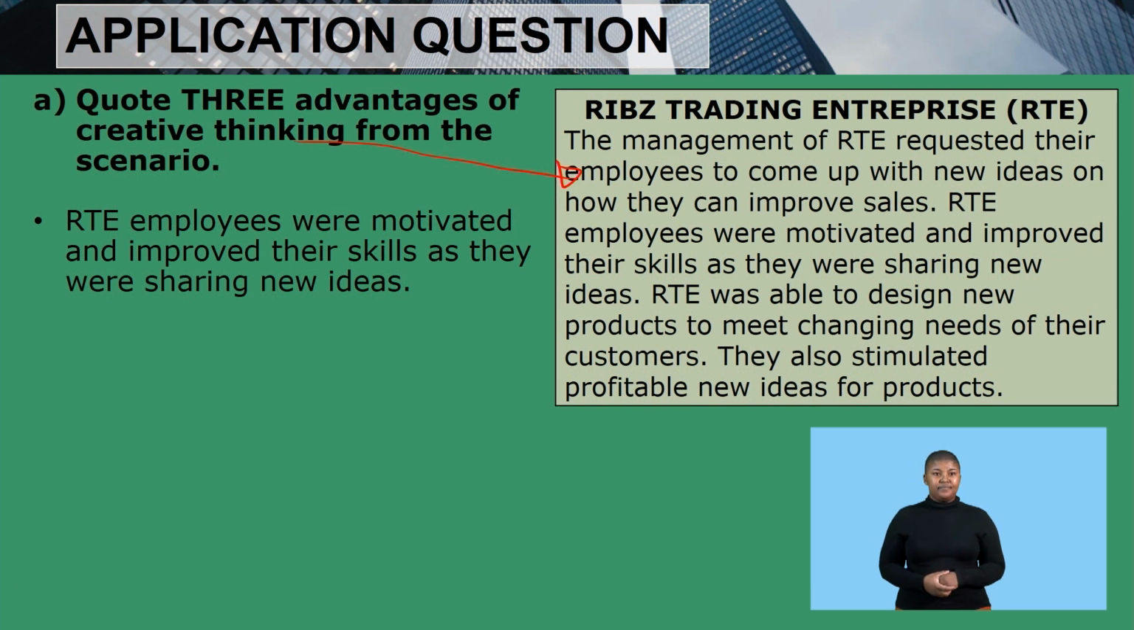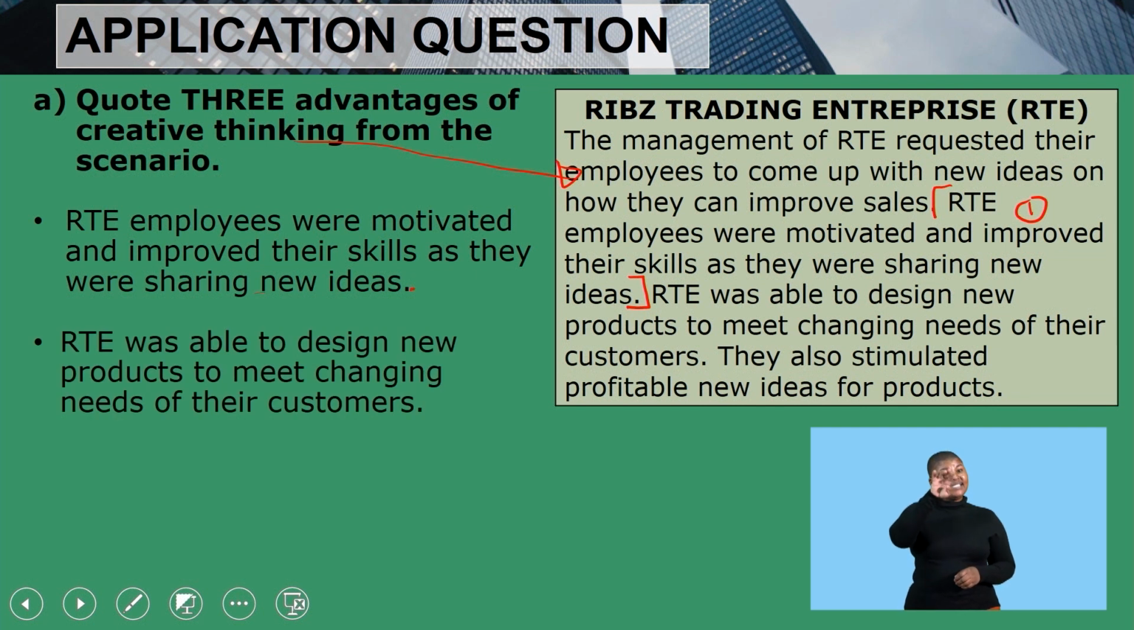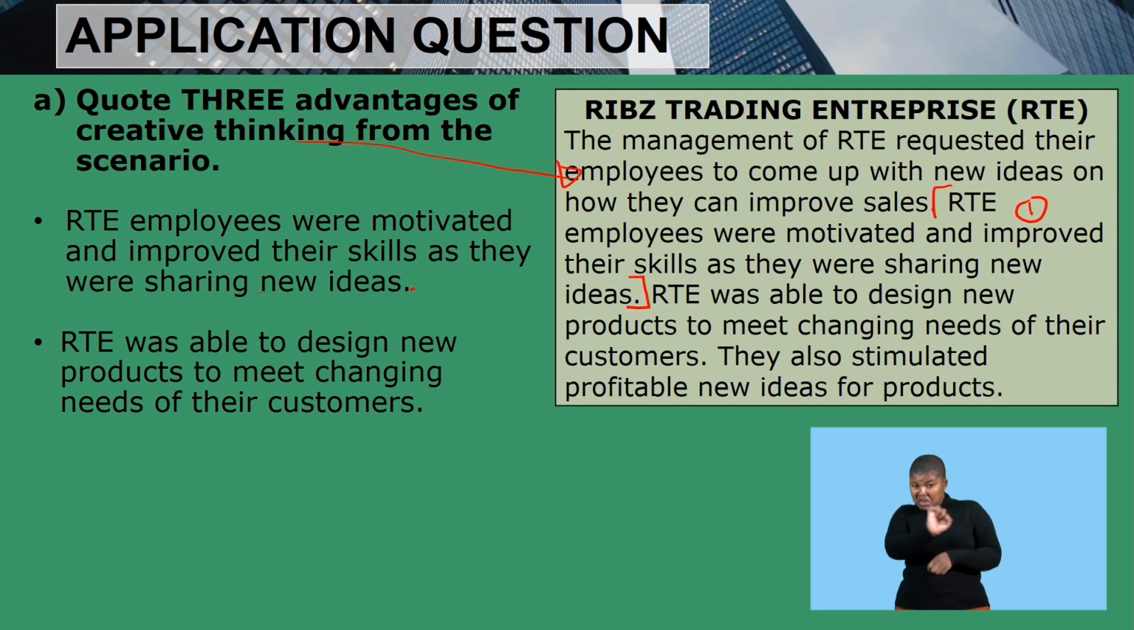So the first quote or the first answer says, RTE employees were motivated and improved their skills as they were sharing new ideas. All right, let's see. Here's a quotation. RTE were motivated and improved their skills as they were sharing new ideas. So that is the first one, first quote from the scenario. The second one, RTE was able to design new products to meet the changing needs of their customers. So this is the second quotation. Remember, take it as is.